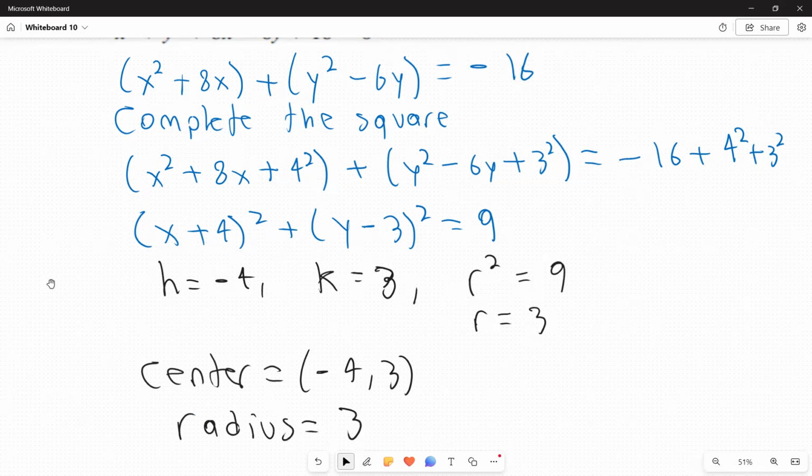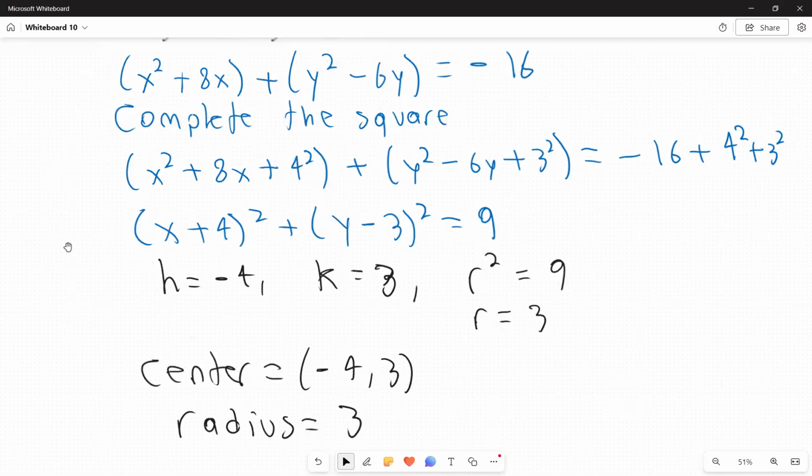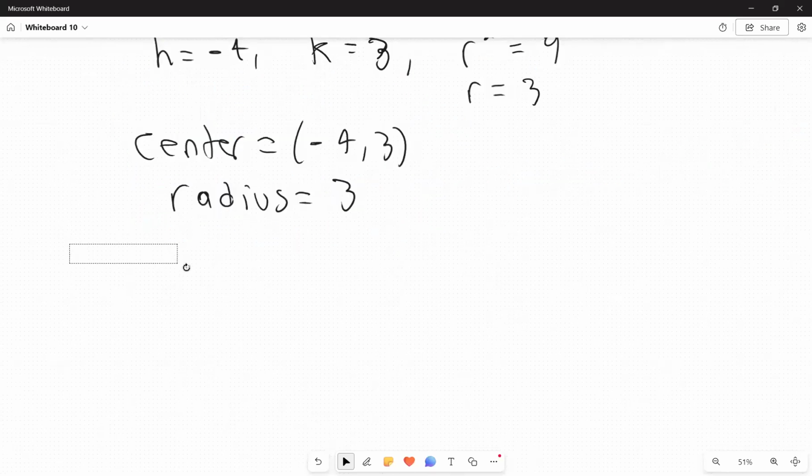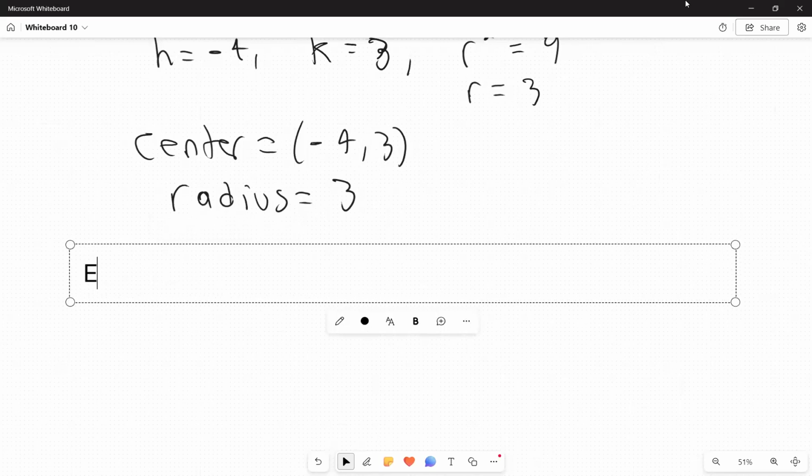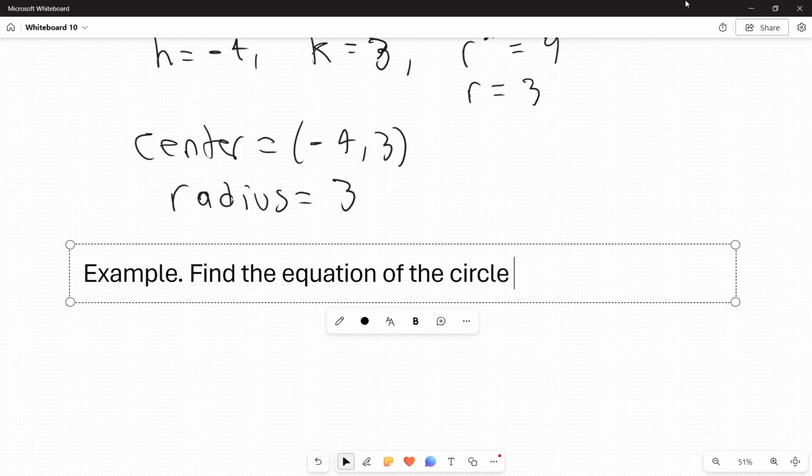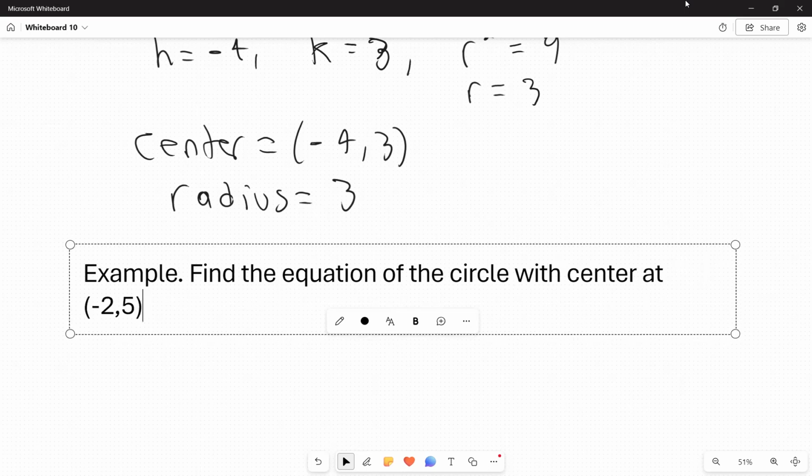Okay, next example. We are going to find the equation of the circle with center at negative 2, 5 and passing through the point 1, negative 3.